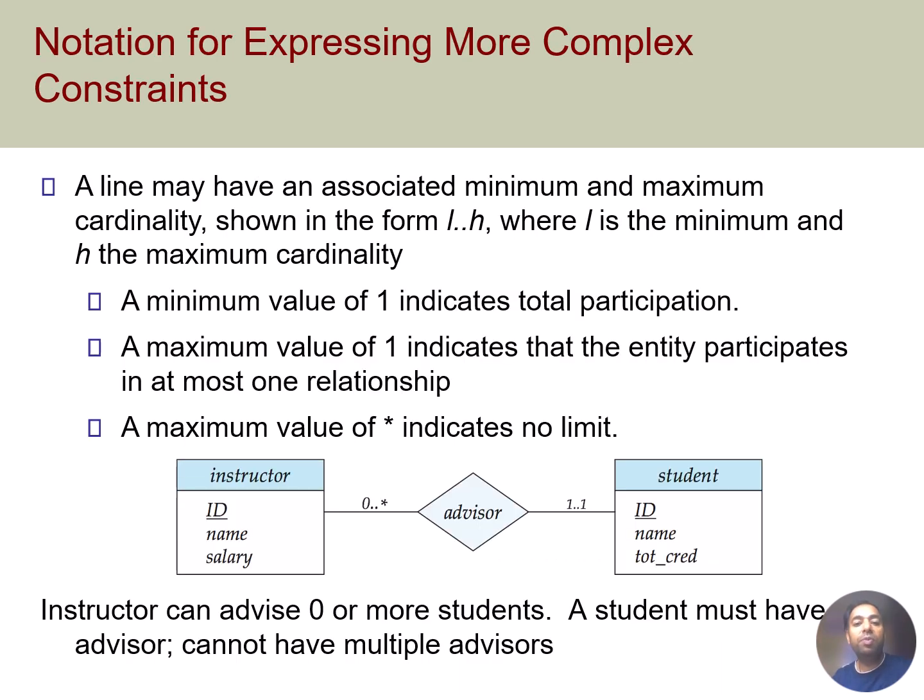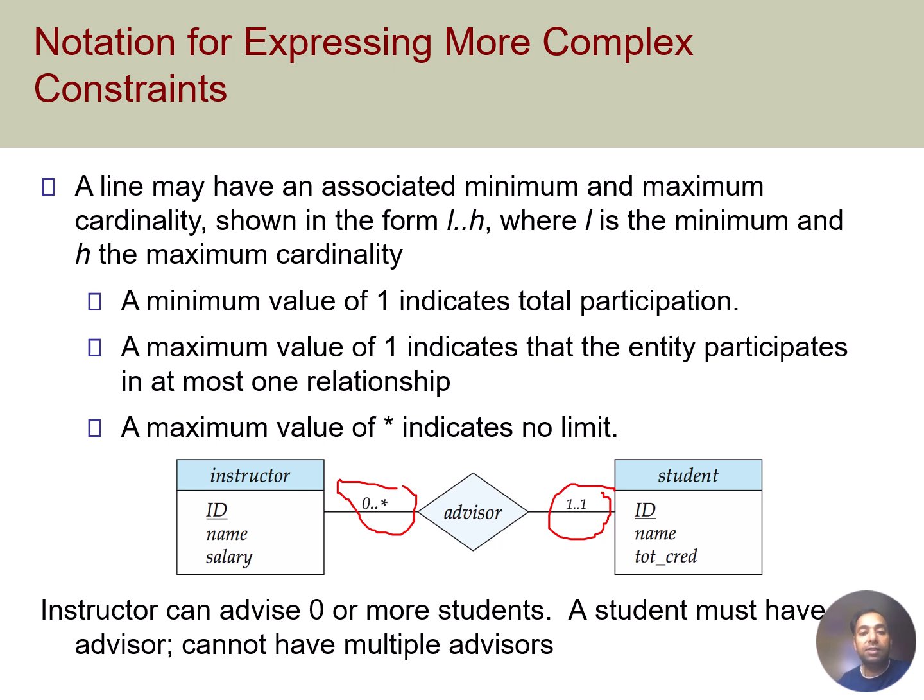To express more precise constraints, we use min-max notation like 1..1 or 0..*. The number before the dots is the minimum and the number after is the maximum. For example, 1..1 means the entity must participate in exactly one relationship. 0..* means it can participate in any number including none, none to many.